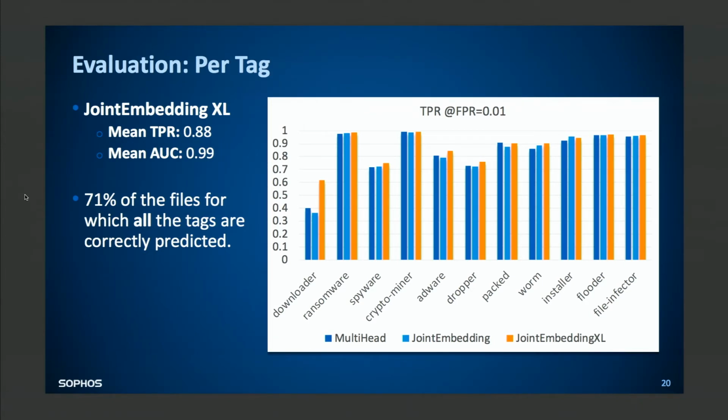Overall, the performance goes up to 90% for a false positive rate of 1%, with the notable cases that ransomware, cryptominer, flooder, and file infector perform really well and way better than the rest of the tags. This is a per tag evaluation. If we think about how many samples we are getting right, for 71% of samples, we are able to predict all the tags, positive and negative tags per sample. So for 70% of the samples, we get all the tags right.